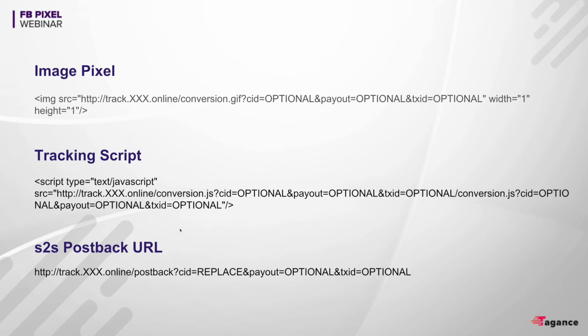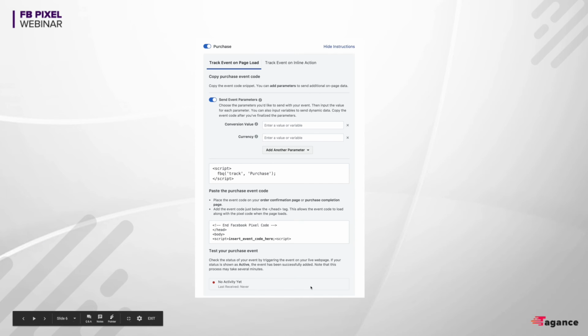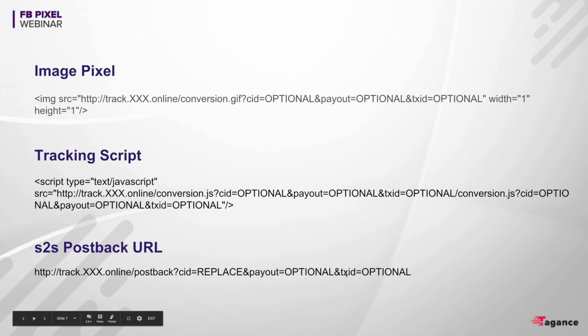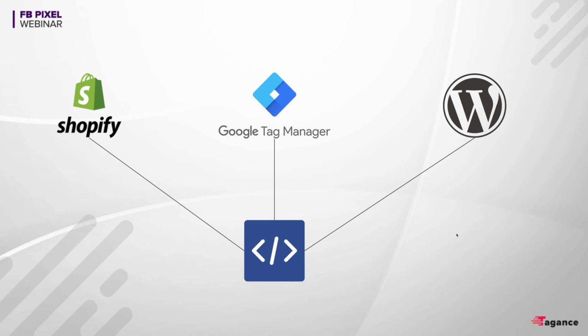And the last one is the server to server postback URL. This is how it looks like, just a URL. And this is the preferred way if you have the option to use this one. This is the one that causes less work. So this was about the communication, the conversion pixels, and all the theory behind this whole course that we're gonna go through.